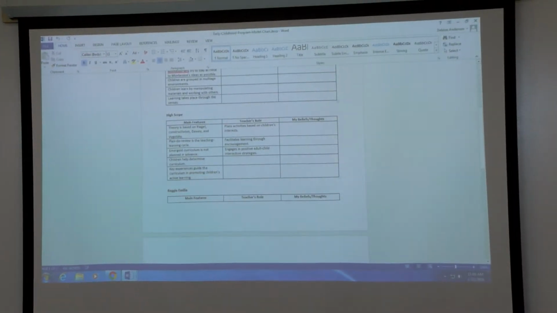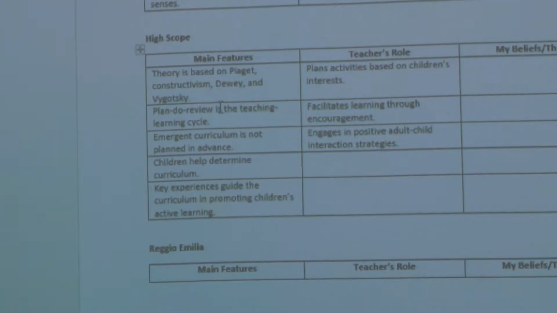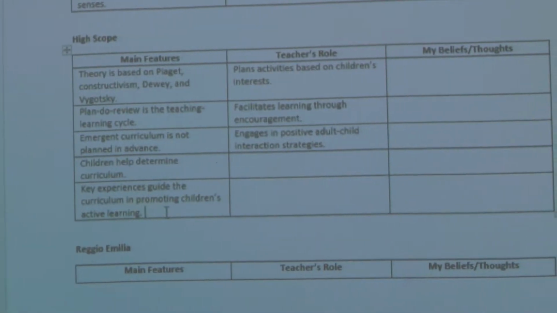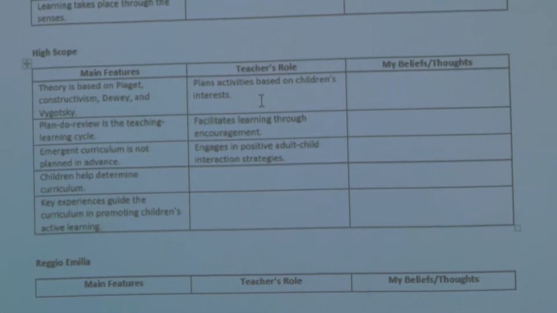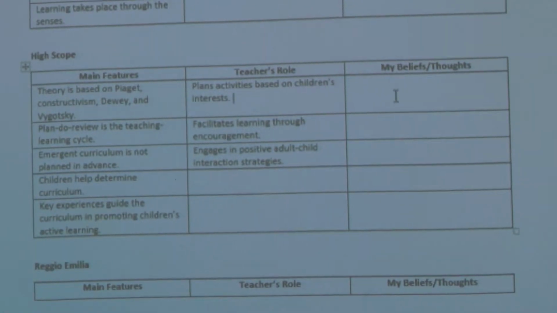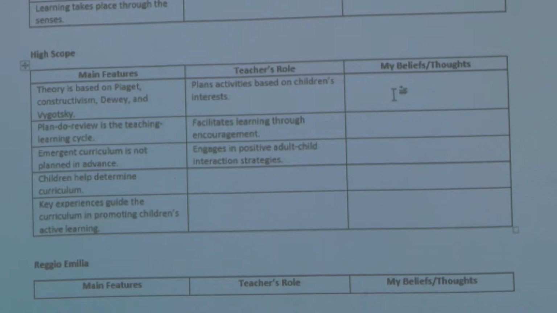Let me see, beginning with the main features of theory, which is based on Piaget, constructivism, Dewey, and Vygotsky, and on down the line, all the way to key experiences guide the curriculum and promoting children's active learning. Also, you can look at the teaching roles, because what the teacher does is important as well in the model. So think how those are important compared to your beliefs and what sticks out to you. So basically, we'll be sharing your top three tenets about this model. So take a couple minutes and work on that, and then we'll share.